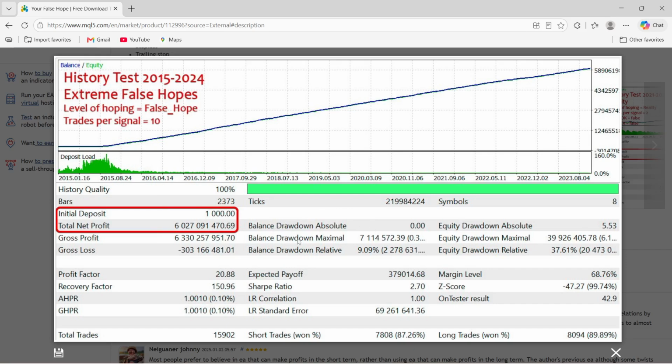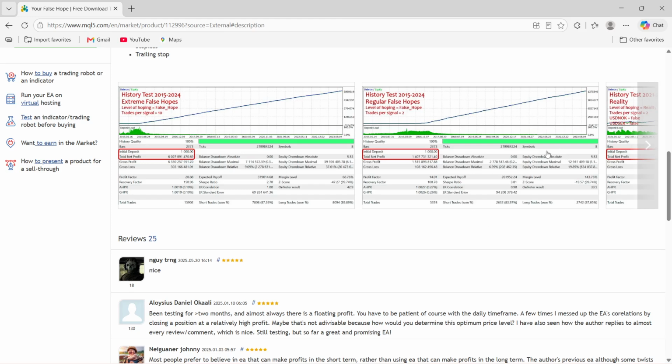The balance drawdown maximal was 7,114,572 US dollars. The gross profit was 6,330,000,000 to $57,951. All right, so the profit factor was 20.88.